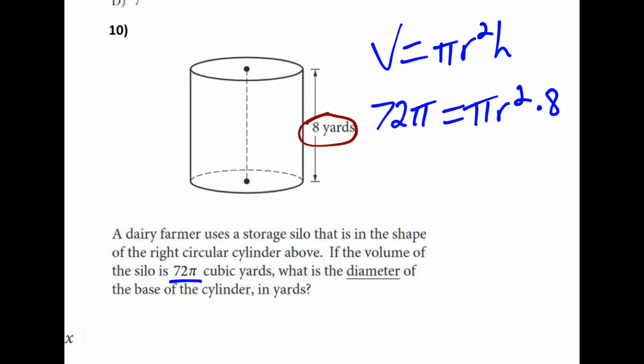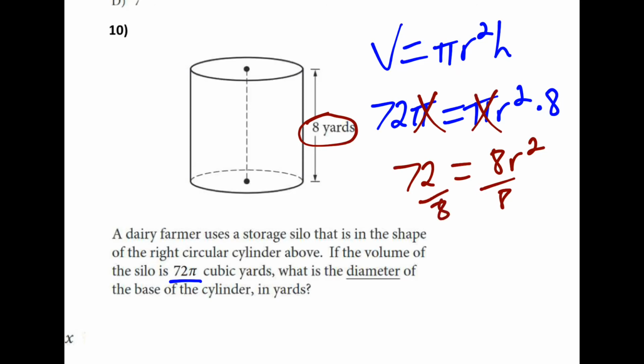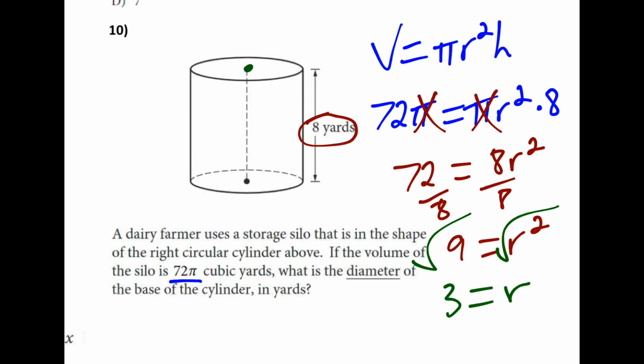So I could rearrange things a little bit, and maybe I cancel out the pi from both of these. I can do that, just divide it out. And then I'm left with 72 is equal to 8r squared. And maybe I divide both sides by 8, and I get that 9 is equal to r squared. And we can pretty clearly figure out the radius here. If we take the square root of both sides, the radius is going to be 3. Remember that the radius is the distance from the middle of a circle to one side. But the diameter is double the radius. So that distance 3 across to the other side. The diameter is 6.